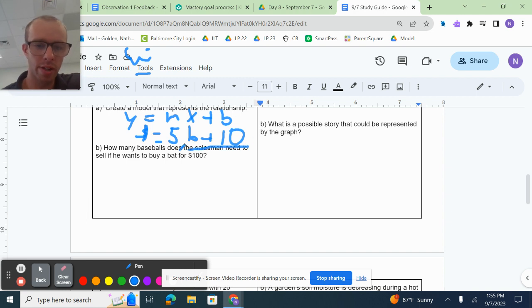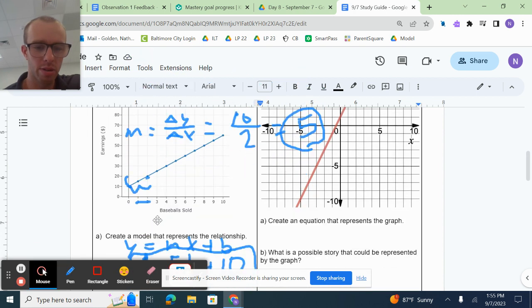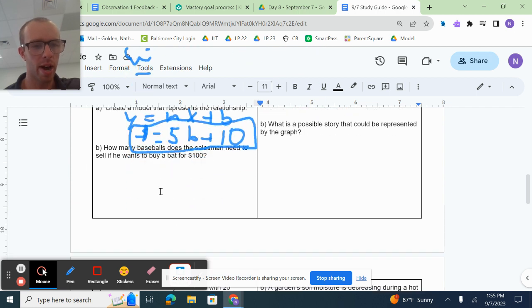So we have a model now that shows the relationship here. The amount of their money, their earnings, is equal to 5 times the amount of baseballs they sell plus 10. So if they sell 1 baseball, they get 5 times 1 is 5 plus 10, they get $15. If they sell 2 baseballs, they get 5 times 2 plus 10 is $20. And you can see that on the graph, right? So the graph and equation are just showing the same thing differently.